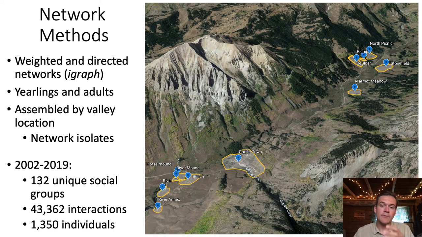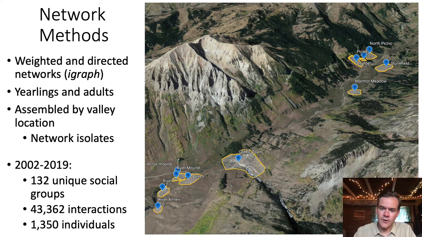For networks, I build weighted and directed networks from affiliative interactions, which make up about 90% of the interactions in the system. And these networks are only comprised of yearlings and adults in a given year. Pups are excluded as they emerge mid-year and mainly interact with their mother and their litter mates.